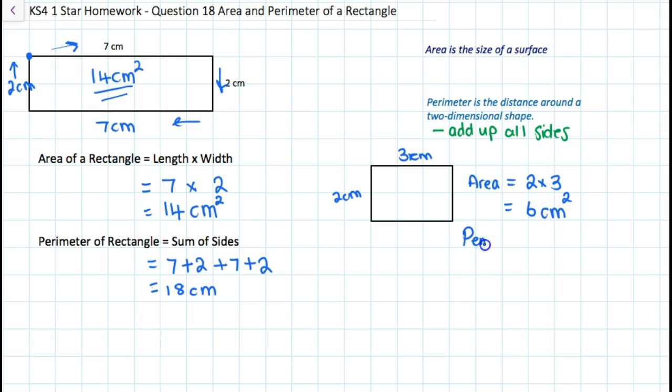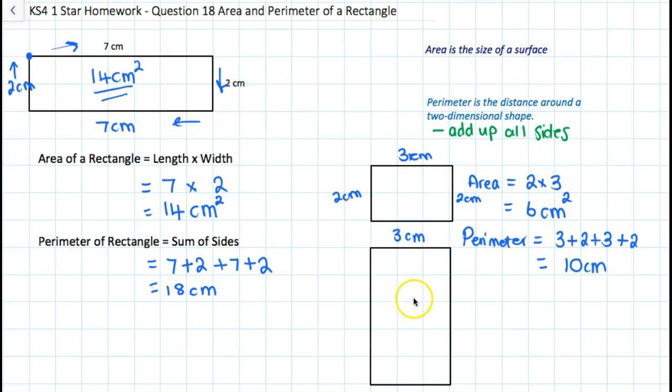Perimeter, we find by adding up all the sides, making sure we remember that that side is equal and that side is equal, which means when we come to add up all our sides, we've got 3, add 2, add 3, add 2, which gives us a distance of 10 centimetres altogether. If you have a go with this question, I'll pop the answers up in a second.